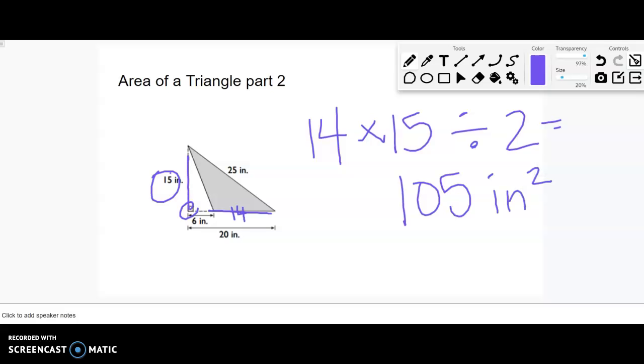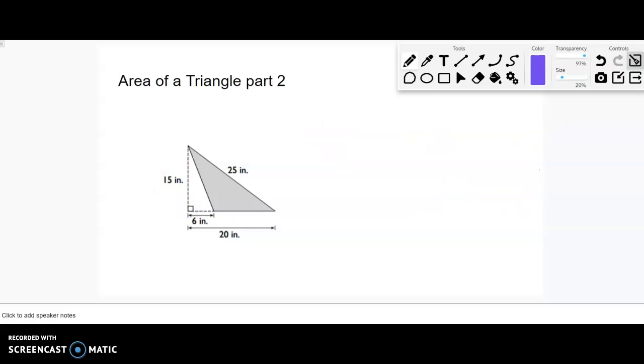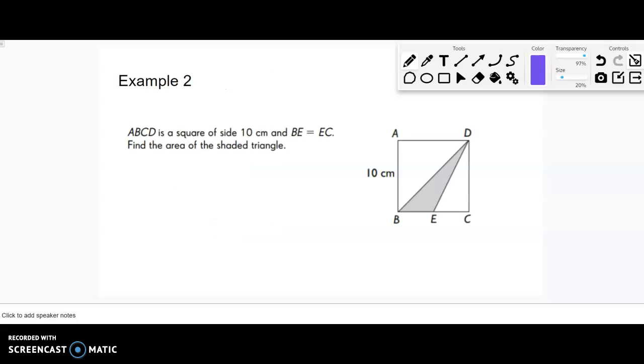There's lots of different ways it can look. It's not always going to be the same each time. Sort of like a puzzle, figuring out, okay, what do I know? What can I figure out? So this one here, it tells us that A, B, C, D, so here, here, here, and then closed, is a square. The sides are 10. And then it also tells me BE equals EC.